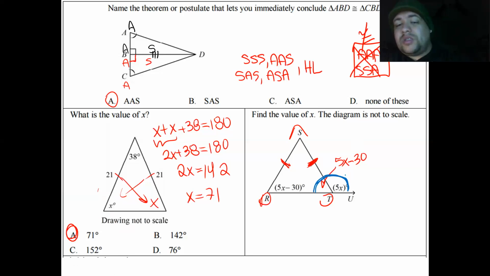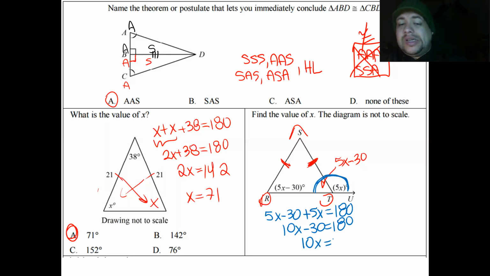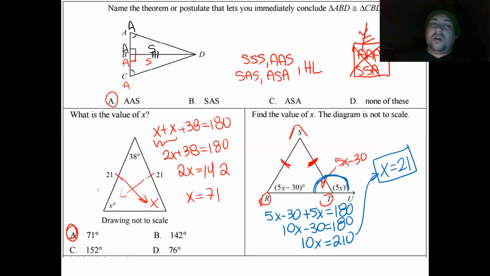The linear pairs that we're seeing here give 5x minus 30 plus 5x is equal to 180. We know that those are linear pairs and they will add up. 5x and 5x is 10x minus 30. We're just combining like terms. I'm going to simplify one more step. Adding 30, I'm going to get 10x is equal to 210. Dividing out, we're going to get x is equal to, what is it, 21? I know you guys are laughing because you were thinking 21.